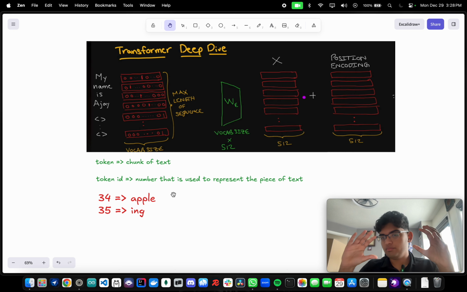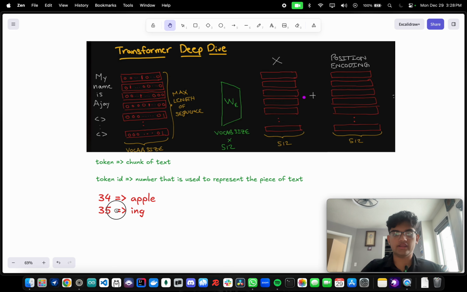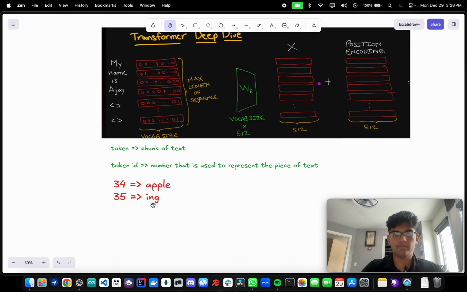To exemplify that, I use this example in red. Let's say Apple was token 34 and then Ing was token 35. This can be possible. The reason I gave this example is to show you that even unrelated pieces of text can have very close IDs, because an ID is arbitrary. It doesn't really matter what that number is. It's simply used for retrieval purposes, of what specific text represents what ID.